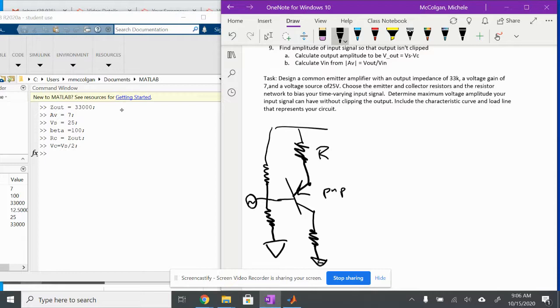This is going to be my RE, right? Because this is my emitter. This is my collector. This is my base. This is going to be my RC. This is R1, and this is R2. And this is my VS.